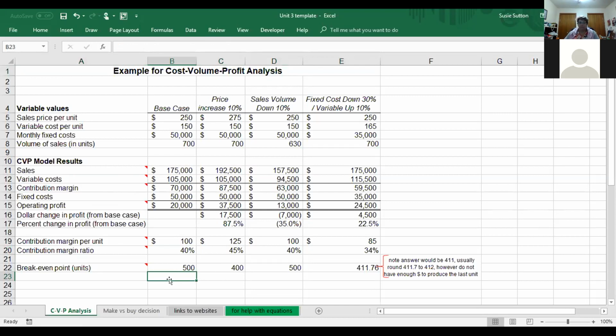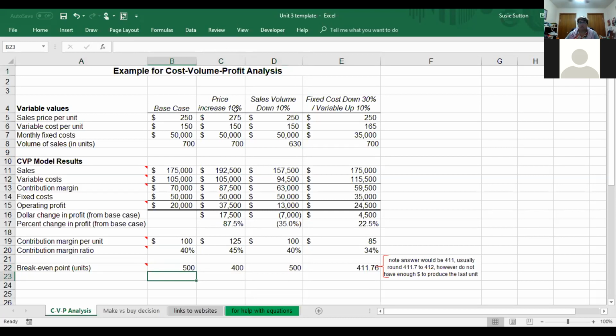Now, besides calculating what our contribution margin per unit was, we also wanted to determine our break-even point. What is the minimum number of units that we could sell to just break even in this situation? That would be 500, because to break even, we have to know how many units we have to sell to cover the fixed costs. That would be the contribution margin per unit. Divide that into your fixed costs. So divide the $50,000 by $100. So that's 500 units.